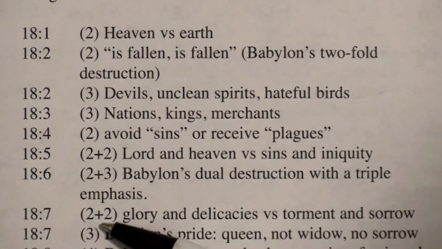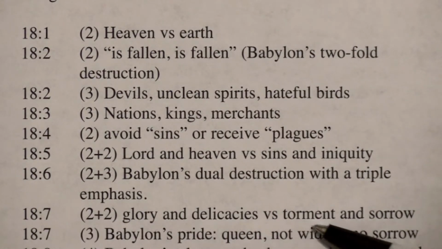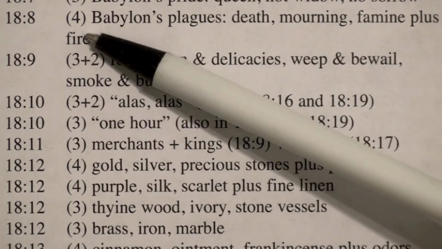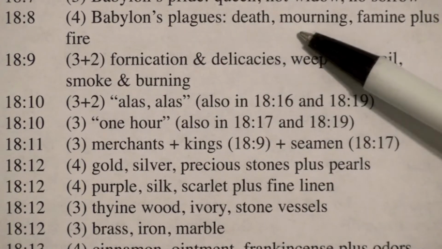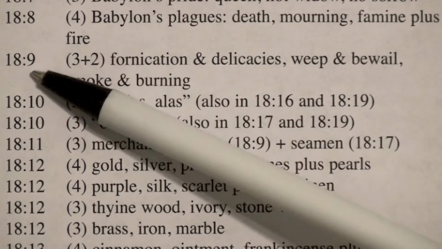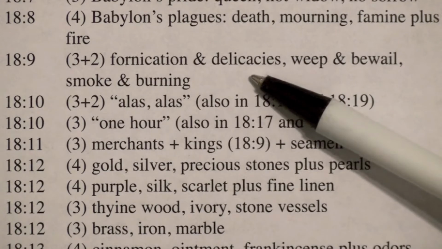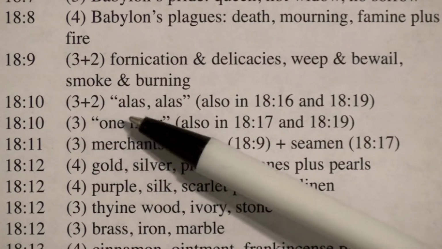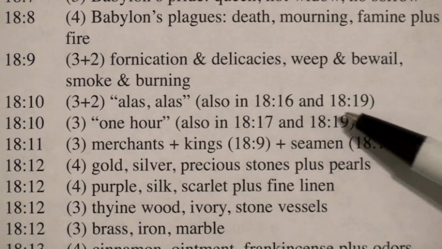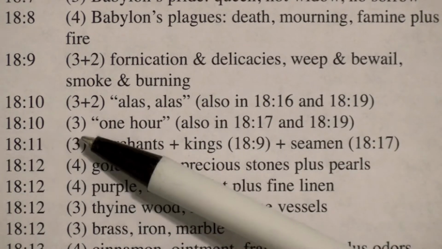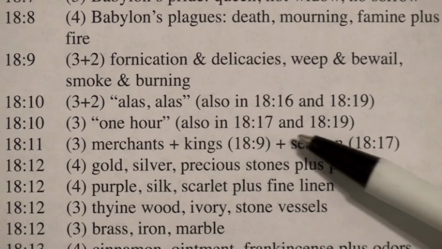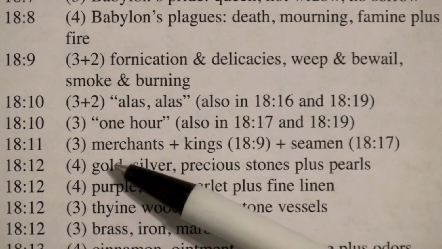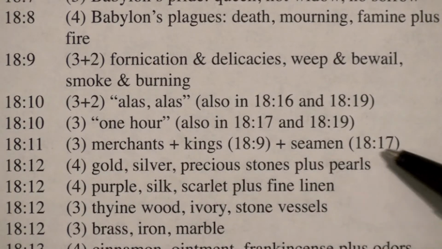Verse 7, 2 plus 2, glory and delicacies versus torment and sorrow. Verse 7, 3, Babylon's pride, queen, not a widow, no sorrow. Verse 8, 4, Babylon's plagues, death, mourning, famine, plus fire. Verse 9, 3 plus 2, fornication and delicacies, weep and bewail, smoke and burning. Verse 10, 3 plus 2, alas, alas, also in verse 16 and verse 19. Verse 10, 3, 1 hour, also in verse 17 and verse 19. Verse 11, 3, merchants plus kings, verse 9, plus seamen, verse 17.